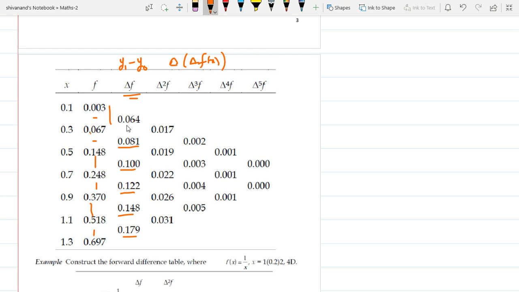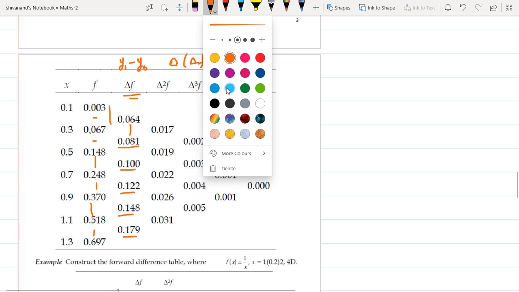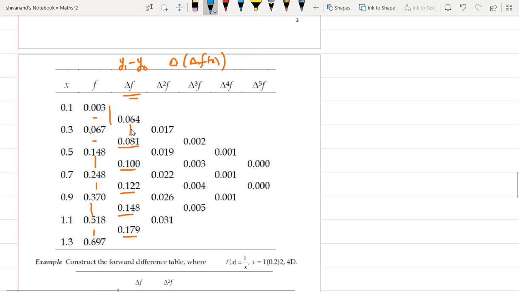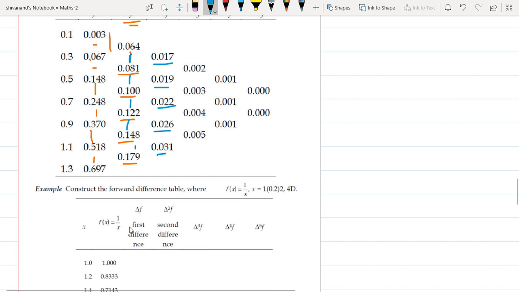So now in order to get delta square, that is delta of delta f of x, delta f of x is already there, then apply delta to that. If you take the difference between 0.081 and 0.064, we are going to get 0.017. If you take this difference, we get this value, and this difference is this value, and this difference is this value.